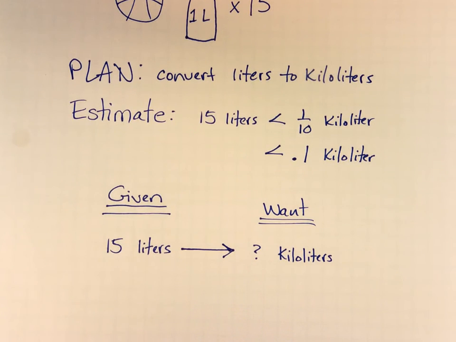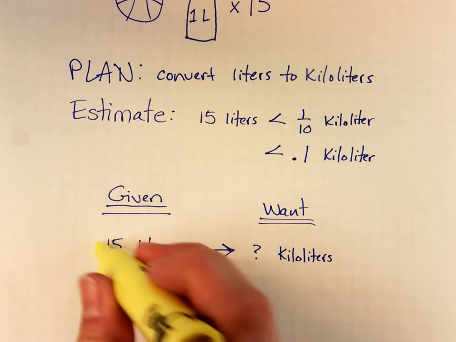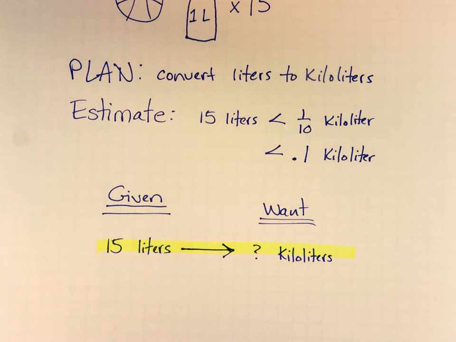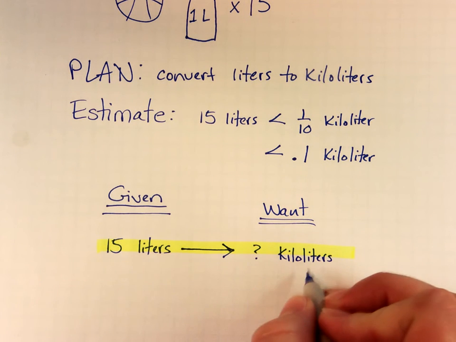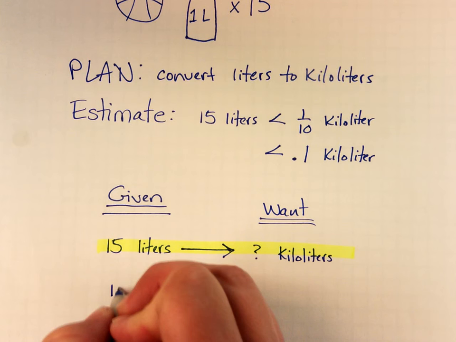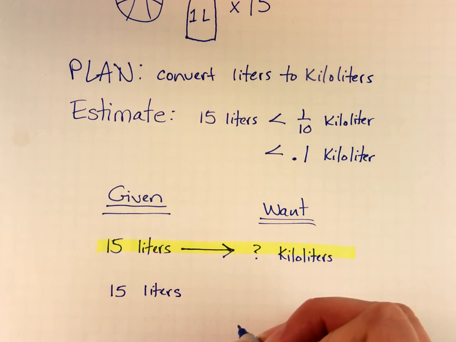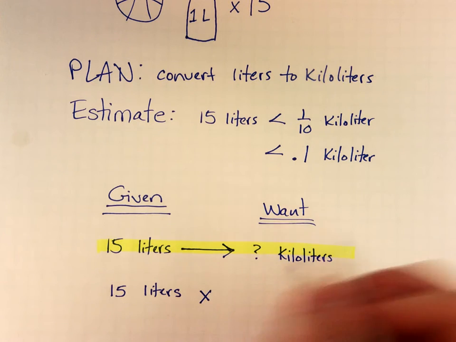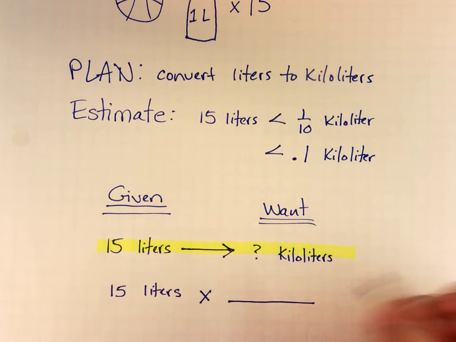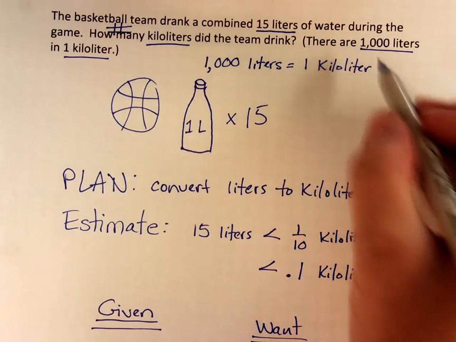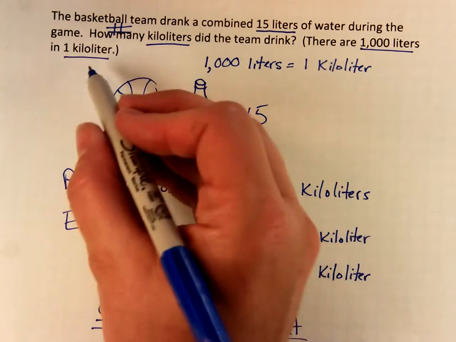When you set it up this way, with everything on a straight line, liters and kiloliters, that is going to make your conversion turn out correctly. That's kind of a little hint. The trick is to know where to put kiloliters and liters here. I'll rewrite it, 15 liters. You're going to multiply by your conversion here. And the conversion is, there's 1,000 liters in 1 kiloliter.